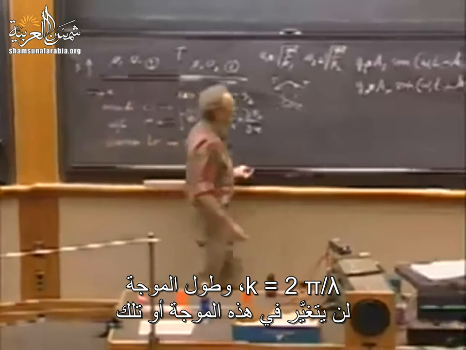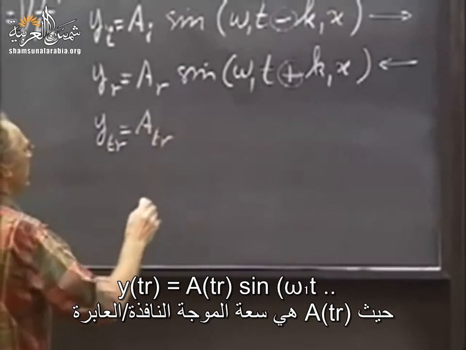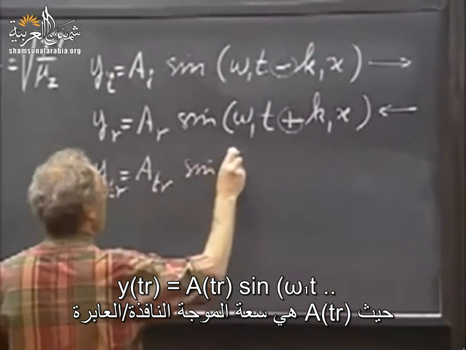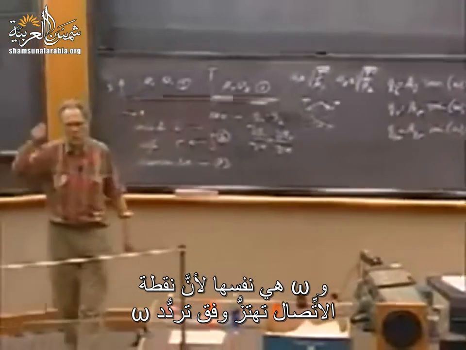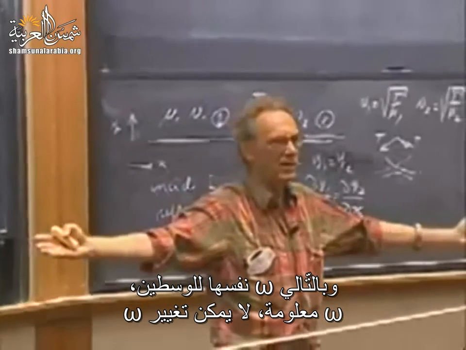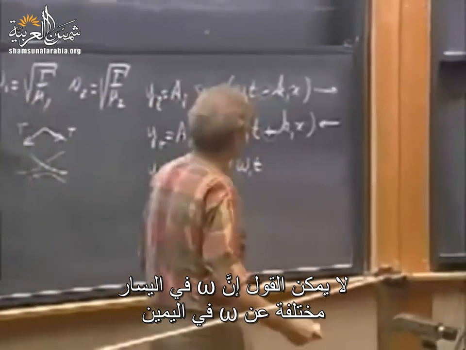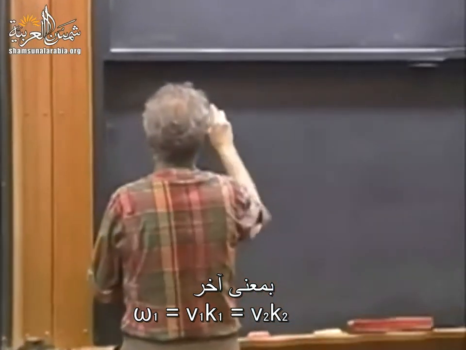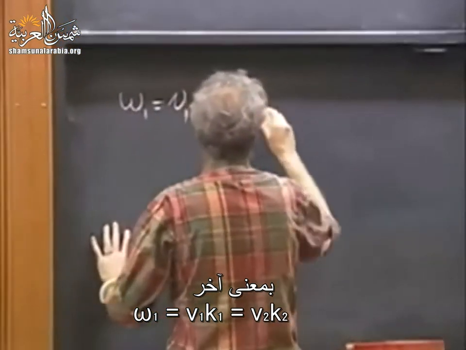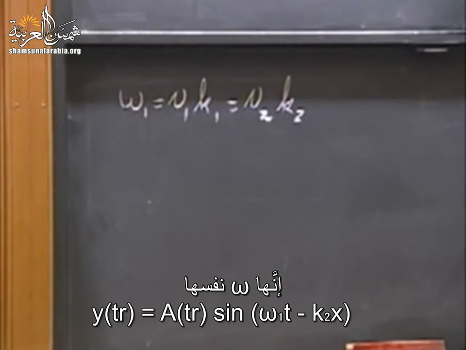And so now I get the transmitted one: amplitude transmitted times the sine of the same omega, because if this junction shakes up and down with frequency omega, that's the same for both media. So omega is a given. You can't say omega is different on the right side than it is on the left side. In other words, omega is V1 times K1, but it is also V2 times K2. It's the same omega. And so I get here minus K2 times X.